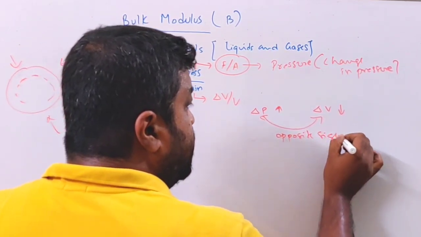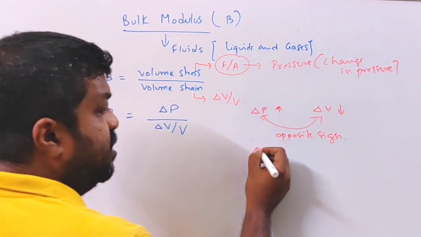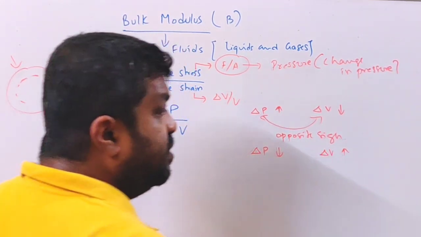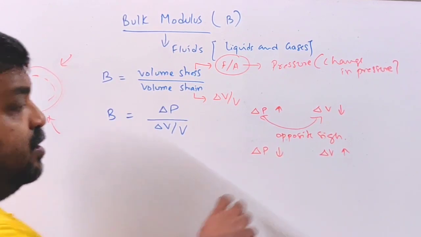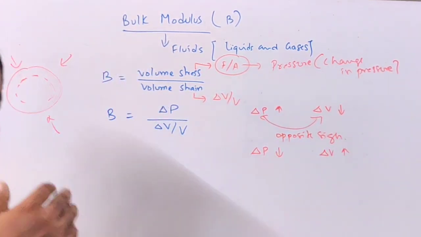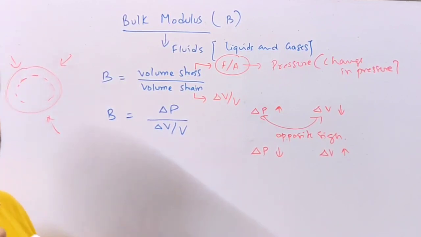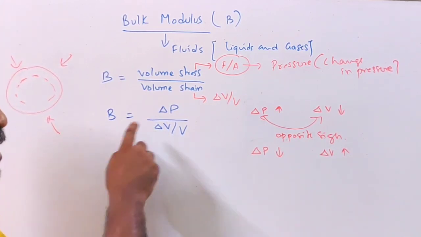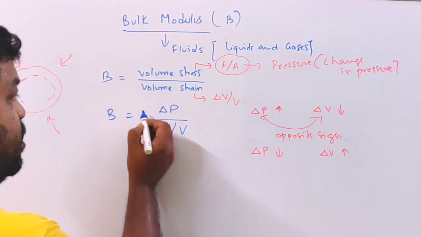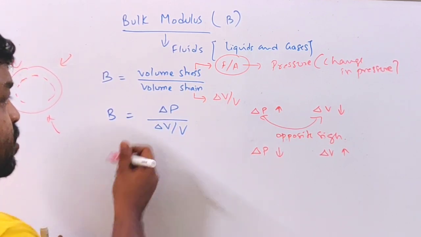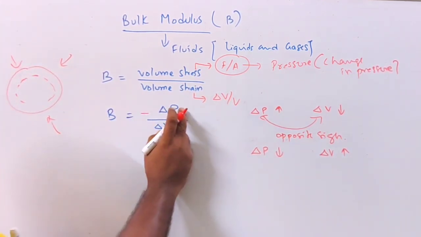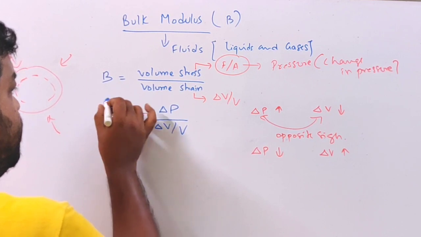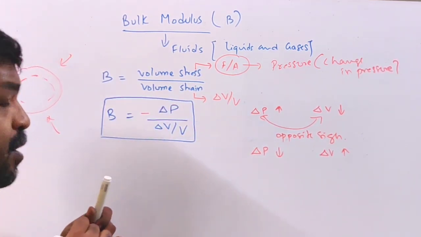See, if delta P is decreasing, that means pressure is decreasing, so volume will increase. So these two will have opposite sign. That means if one is increasing, the other will decrease. If one is positive, the other one is negative. That means overall the quantity will be a negative quantity. So I am keeping a negative sign here. This negative sign shows that delta P and delta V have opposite signs. So this is the expression for bulk modulus.